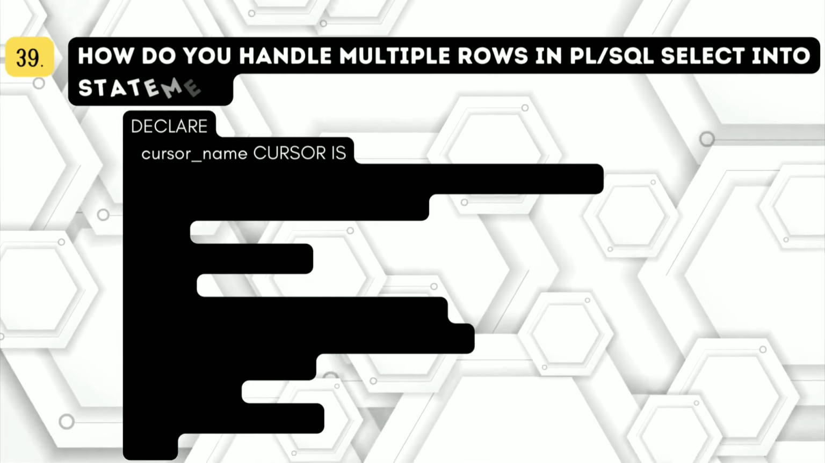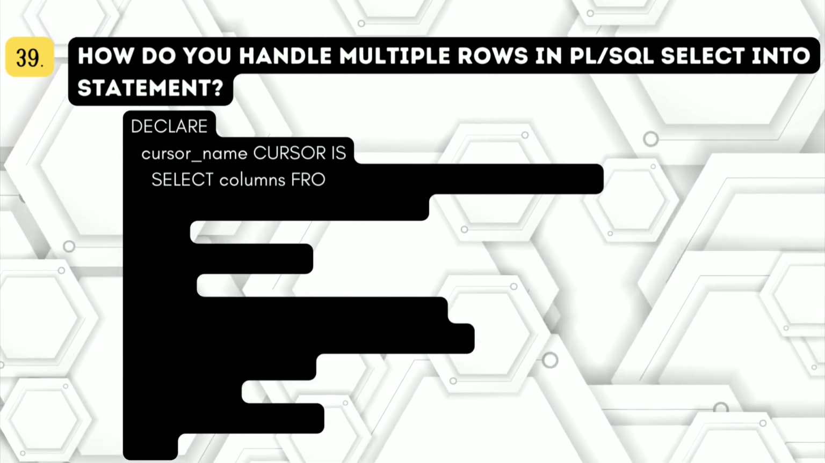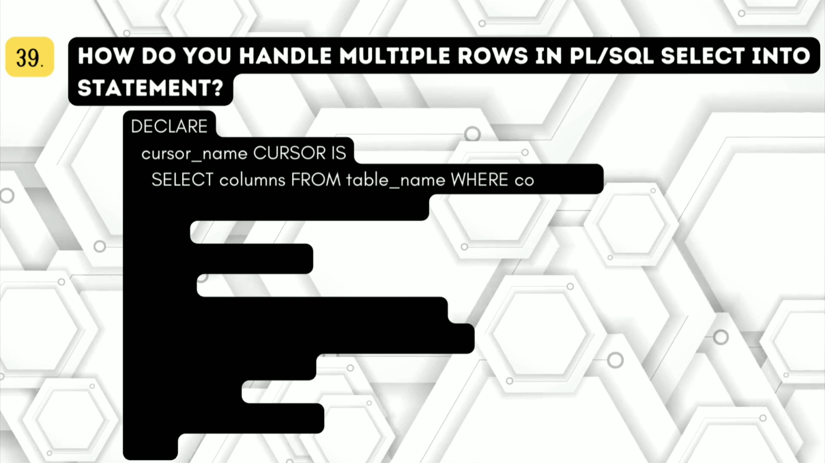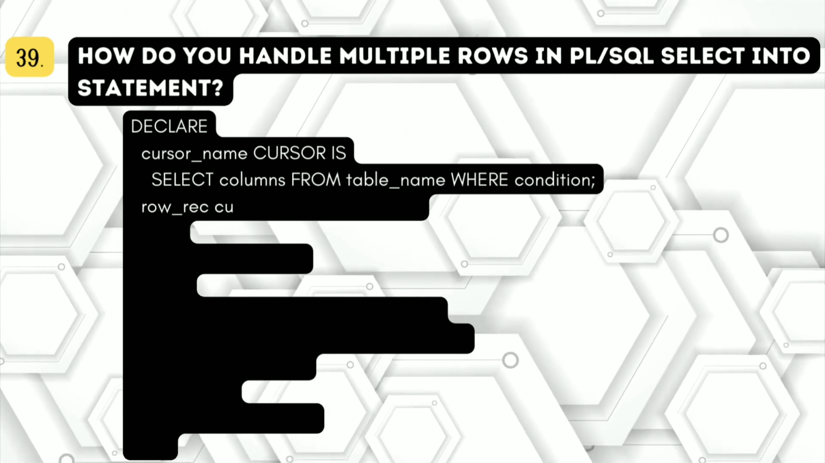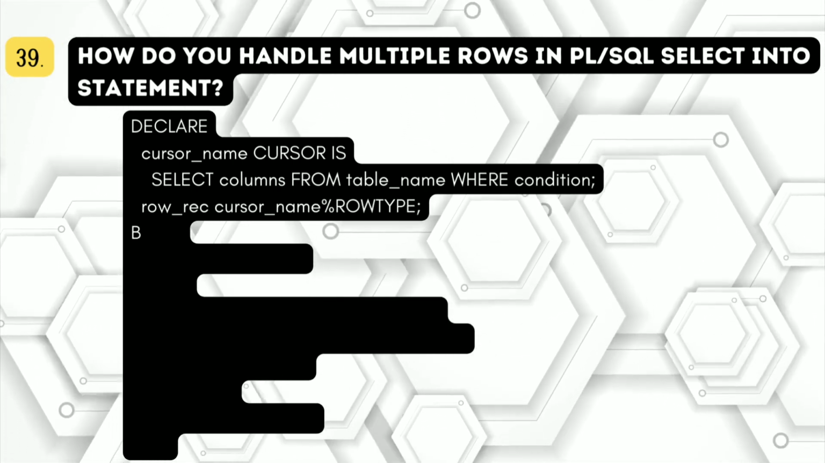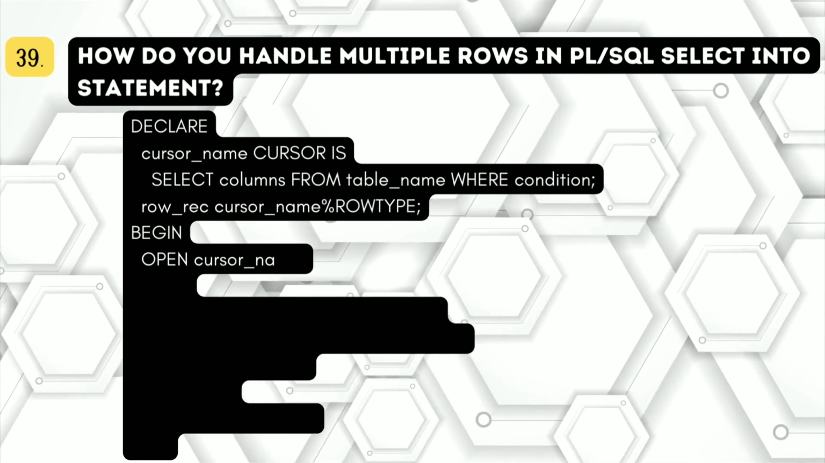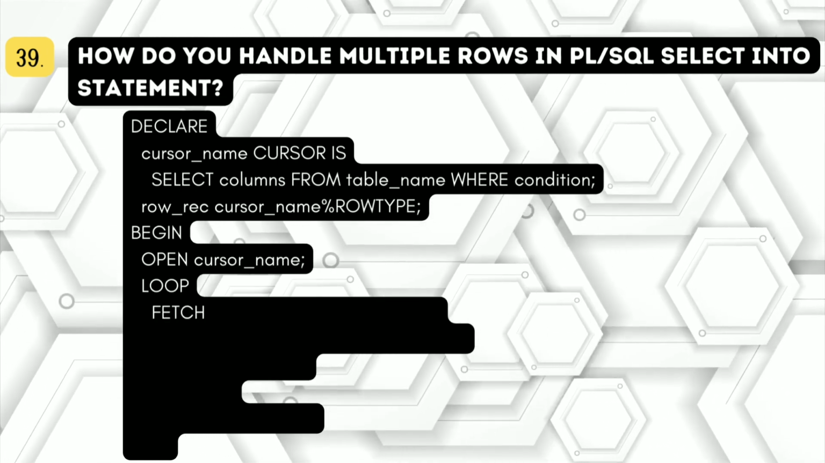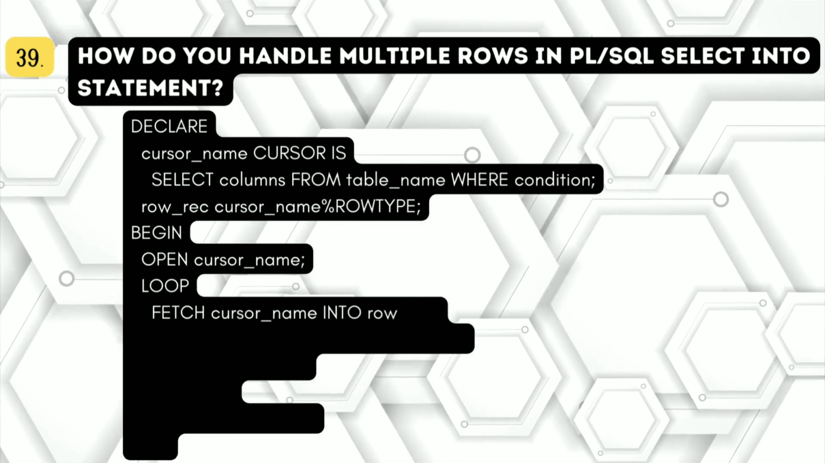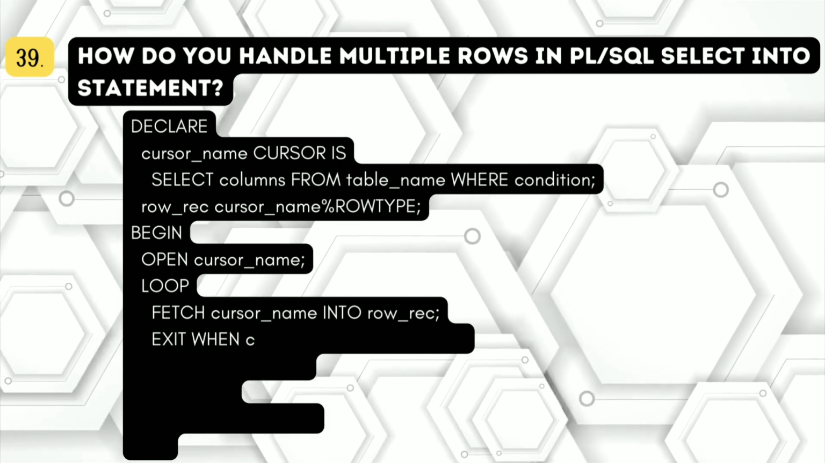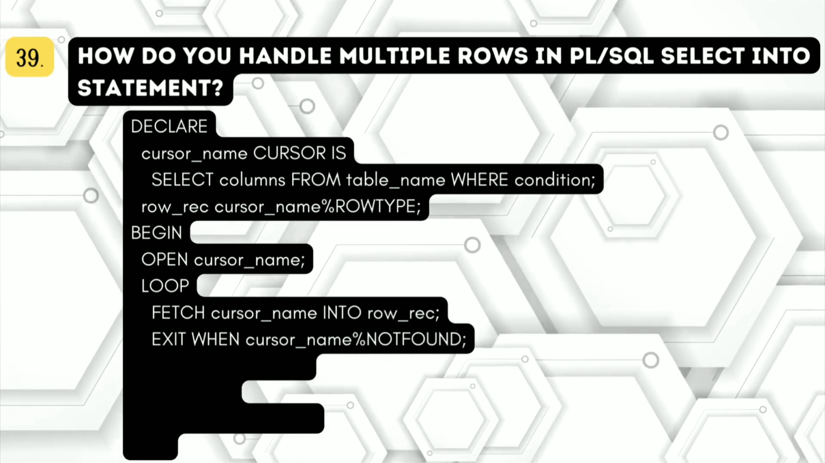Then question number 39. How do you handle multiple rows in a PL/SQL SELECT INTO statement? You can see the code snippet here, which is used to handle multiple rows in a PL/SQL SELECT INTO statement.